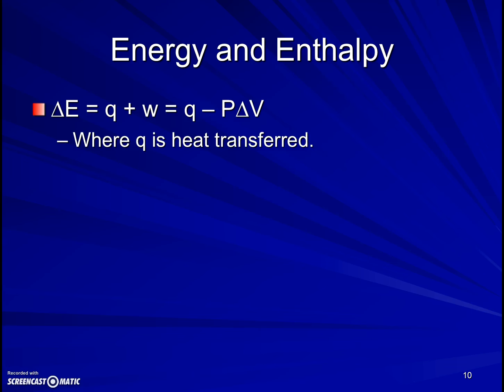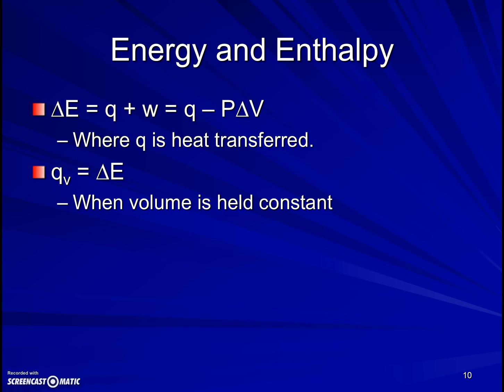Now, the total energy change for a process is going to be the amount of heat that's transferred plus the amount of work that's done. And we already have an expression for work, negative P times delta V. Q in this expression then is the amount of heat that gets transferred. So delta E is going to be Q if there's no work, and there's going to be no work if the volume stays the same.